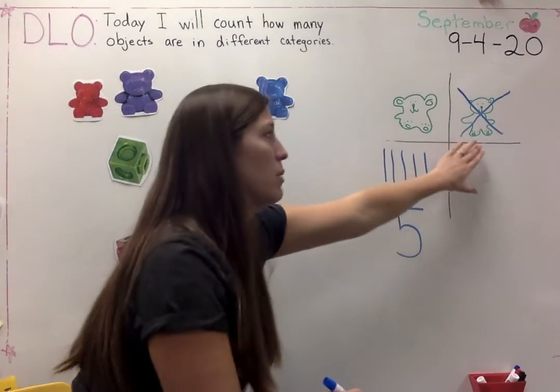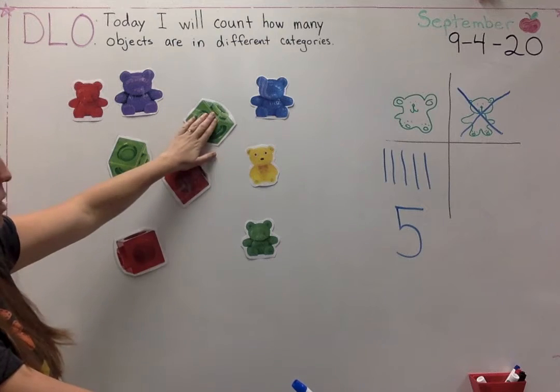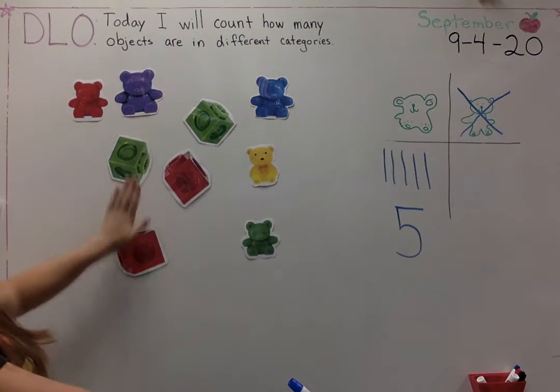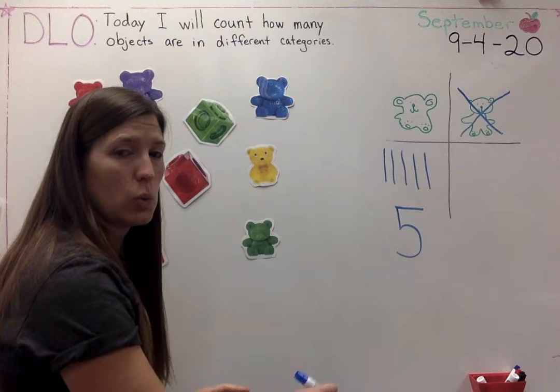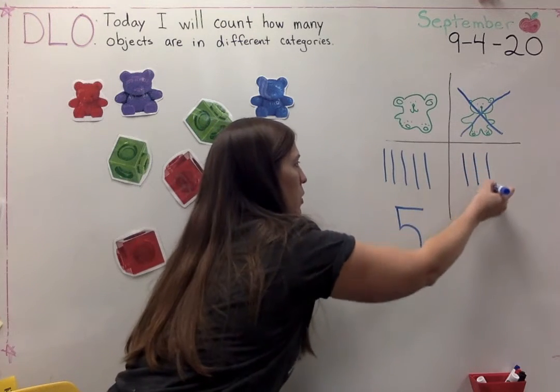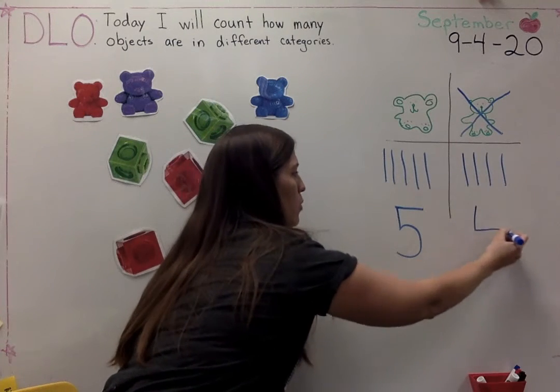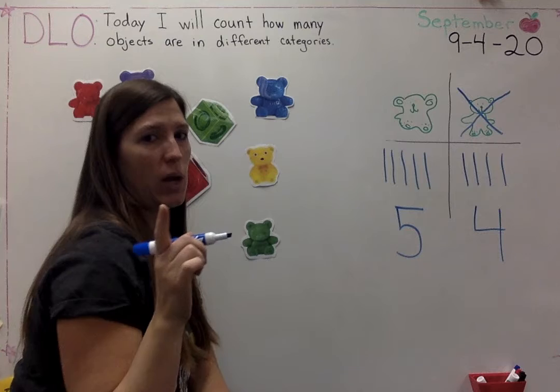Now we need to count how many objects are not bears. Let's count. 1, 2, 3, 4. I need to draw 4 tally marks. 1, 2, 3, 4. How do I write the number 4? Down, over, down some more. That's the way you make a 4.